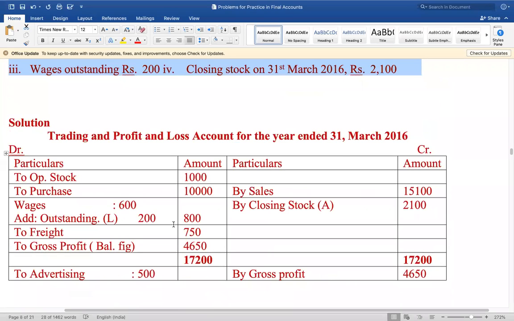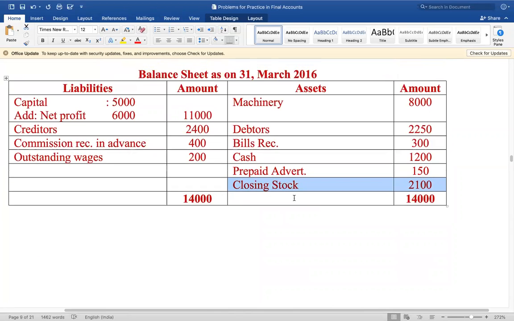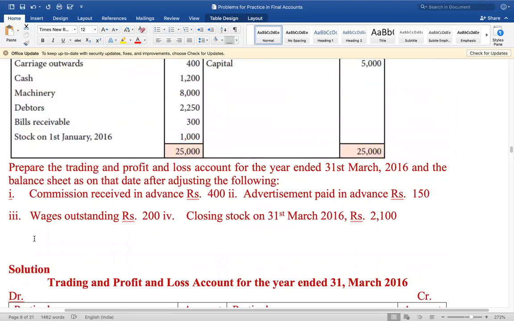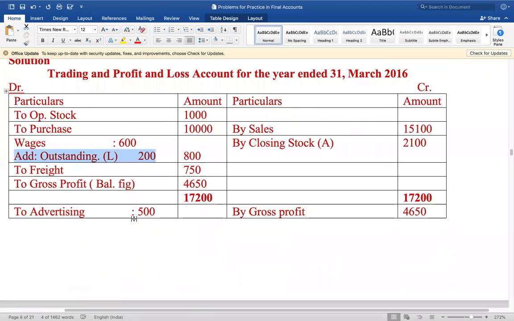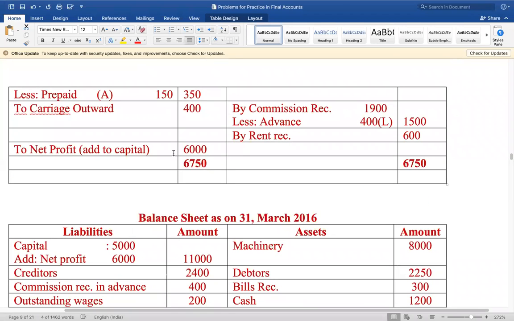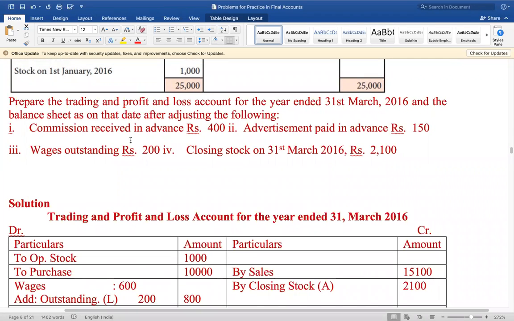Look at this closing stock. Closing stock 2,100 appears here and it appears as well in the balance sheet. Two effects. Number two, wages outstanding. You have added it to the wages. This is one effect, and you're treating it as a liability. Two effects.